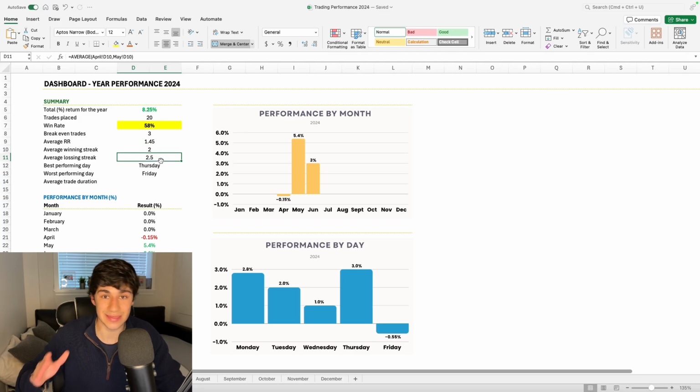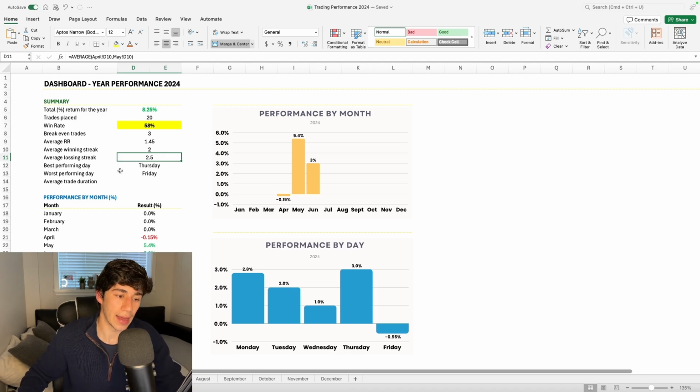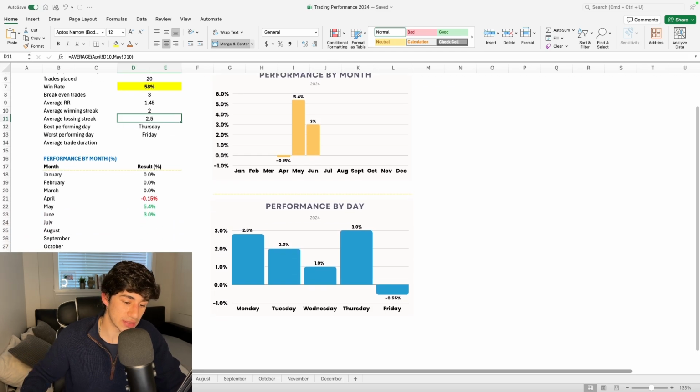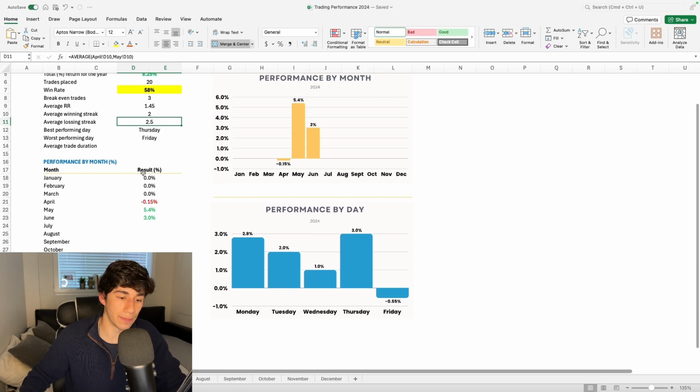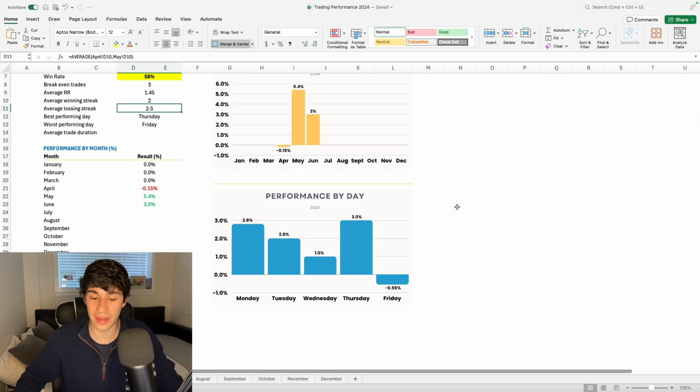This basically means that so far, I usually have more losing trades consecutively than winning trades consecutively, right? My best performing day so far is Thursday, where I've made 3% in total. And the worst performing day is Friday, where currently I'm at minus 0.55% of return.